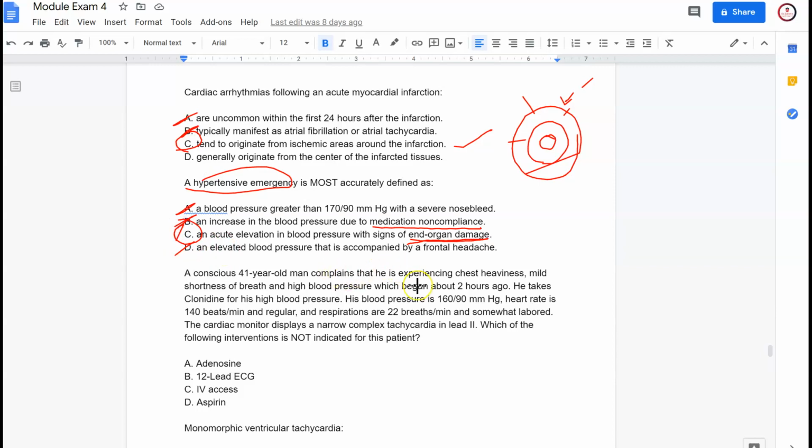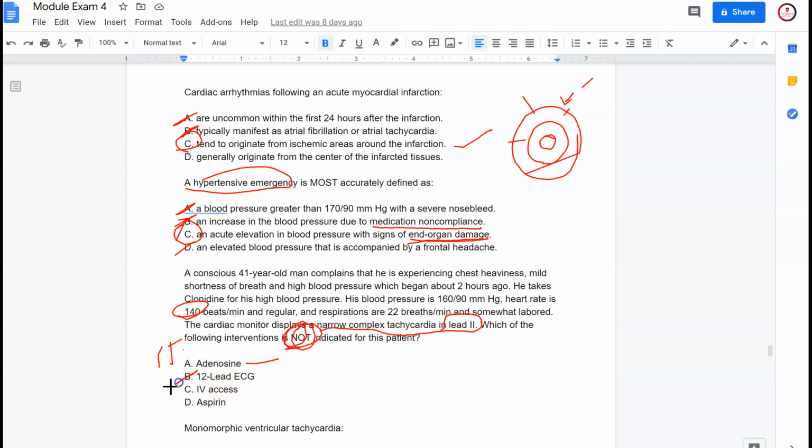A conscious 41-year-old man complaining of chest heaviness, mild shortness of breath, and high blood pressure that began 2 hours ago. He takes clonidine for high blood pressure. His blood pressure is 160/90, heart rate 140 irregular, respirations 22. He's somewhat labored. Cardiac monitor displays a narrow complex tachycardia in lead II. Should you give him adenosine? Maybe, maybe not. 140, right? Is that high enough? No. Usually your cutoff is 150.